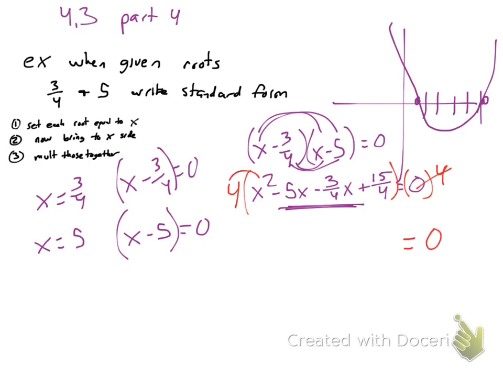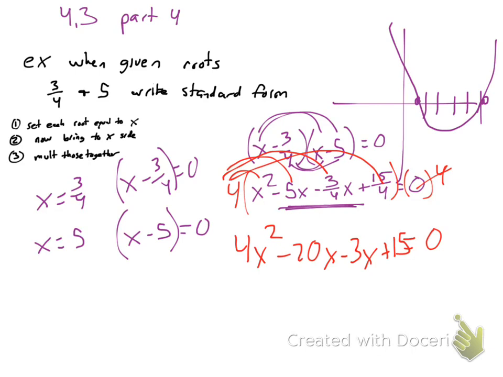But now I can distribute. 4 times x squared is 4x squared. 4 times negative 5 is negative 20x. When I multiply the 4 to the negative 3/4, the 4's cancel, leaving you with negative 3x. The same thing happens with 15, the 4's cancel, and you're left with plus 15. Didn't leave myself a lot of room there. So now I can gather up my like terms. Negative 20 minus 3, and I'm not going to do anything with the 4x squared, is minus 23x plus 15 equals 0. Therefore, you have a quadratic.